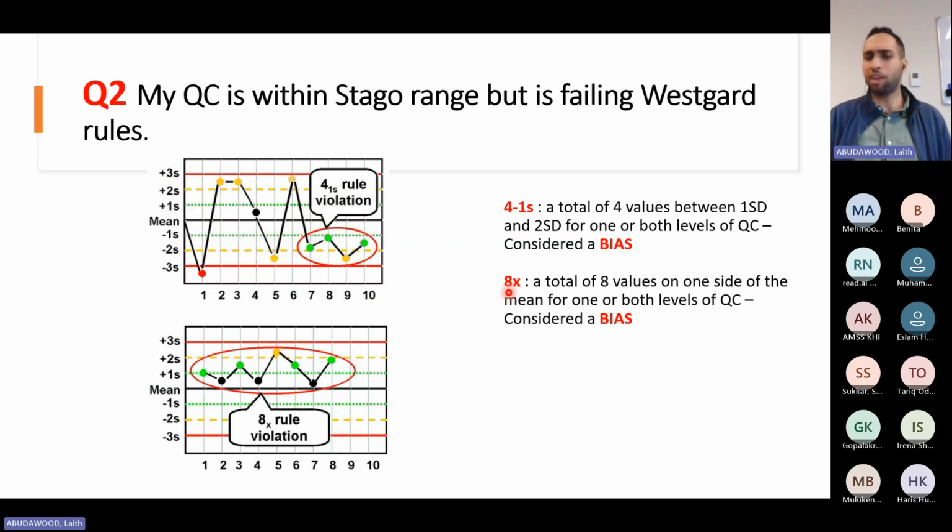The lab decides, because the lesser the number, the more likely I am to find biases. For example, if you use a 4x rule, you are much more likely to find 4 runs in a row higher than the mean than you are to find 12 runs in a row above the mean, for example, or below the mean.